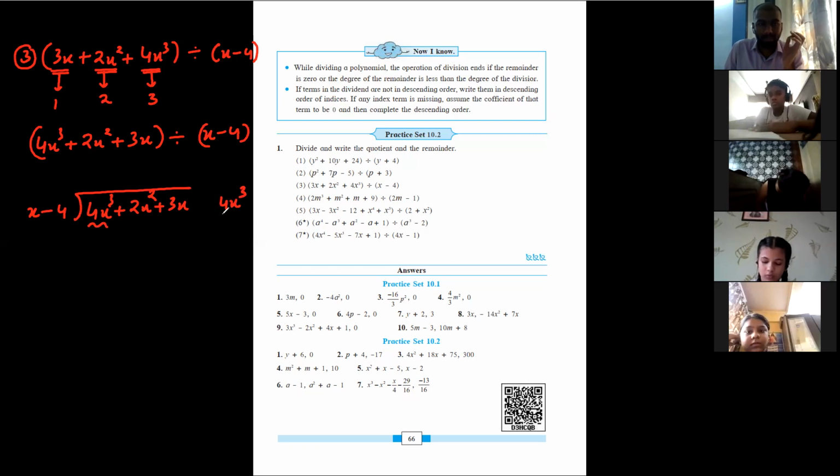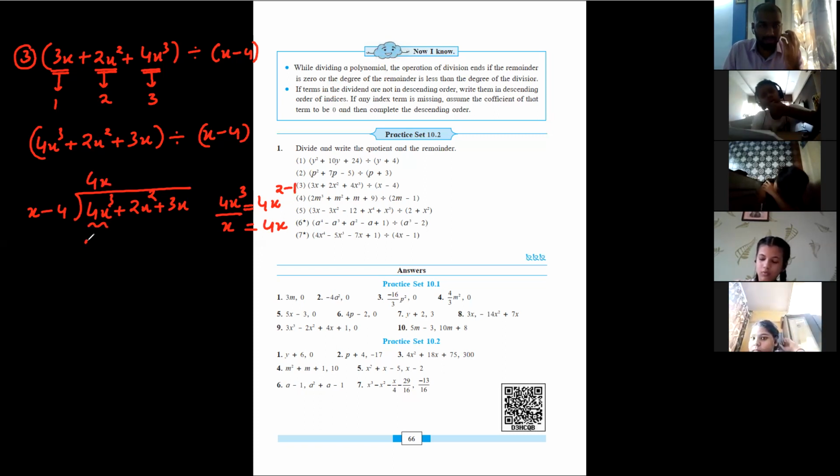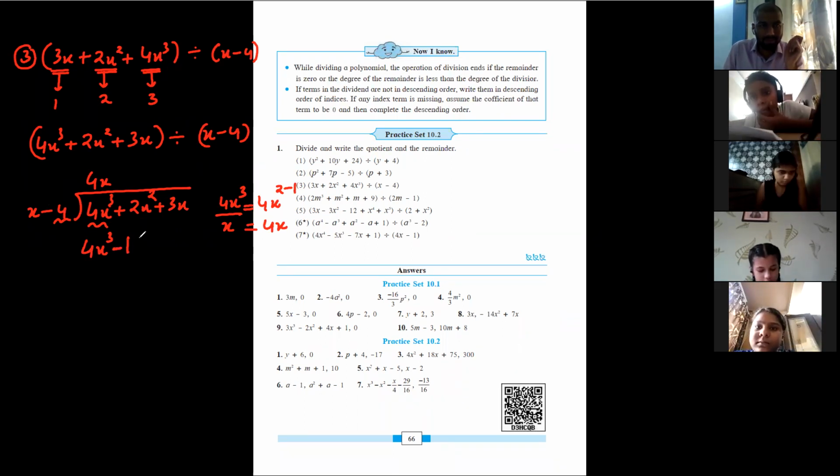The first thing is, you have to eliminate 4x cube. You will eliminate 4x cube with the help of x. So this will be 4 x raised to 2 minus 1. So your answer will be 4x. So at the top you will write 4x. Now over here you will write 4x cube. Now you have to multiply 4 with 4x also. So don't forget this. So minus into plus is minus. 4 into 4x is what? 16. And over here it will be x.